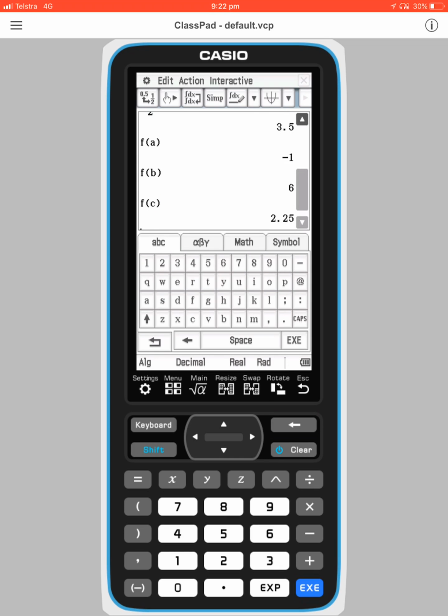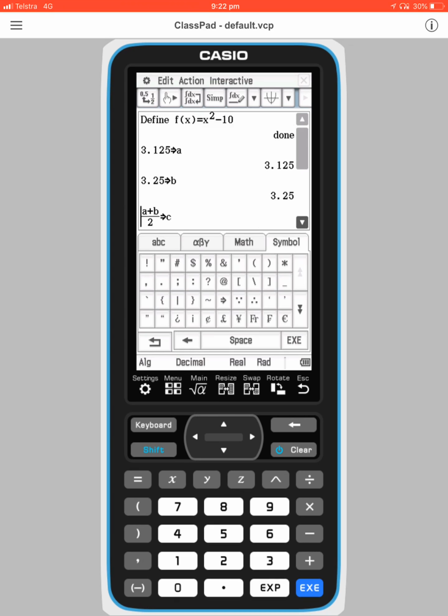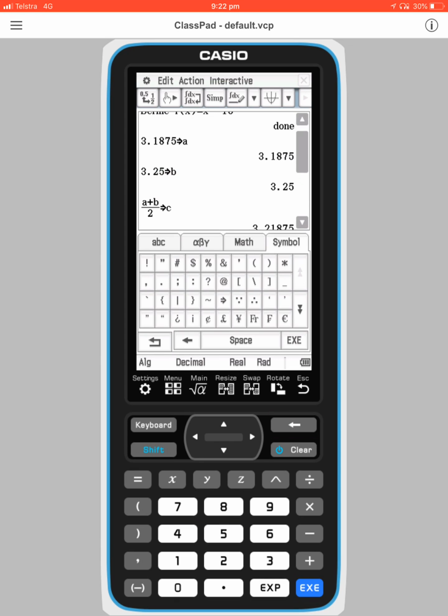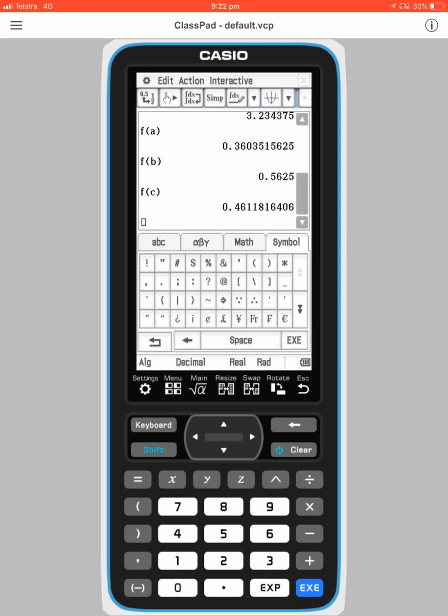And because it's positive, we replace B. So I replace B with 3.5. Okay, because it's positive, we replace B again. So 3.25. Because it's negative, we now replace A. So 3.125. Positive again. So we replace A with 3.1875. Positive again. So we replace A, 3.21875. Okay, positive.